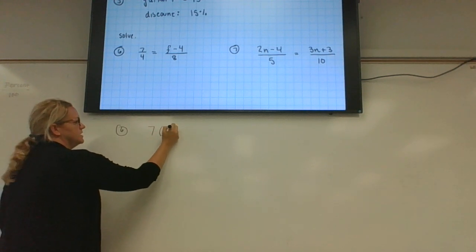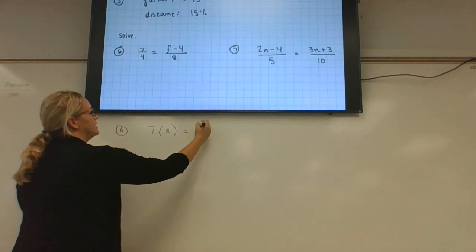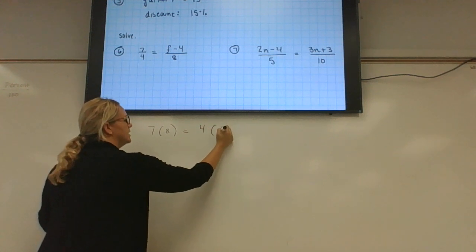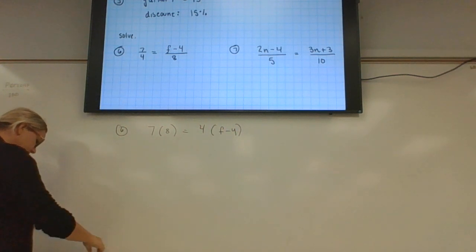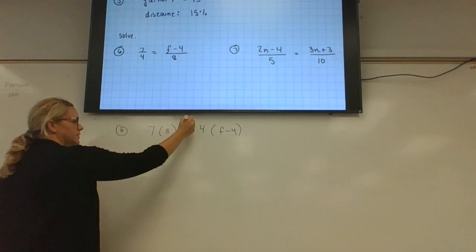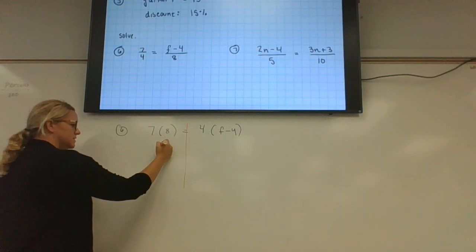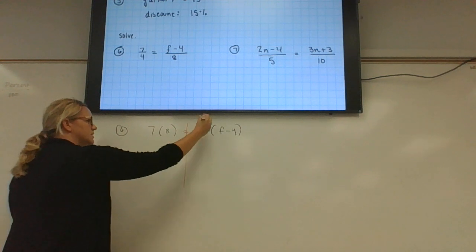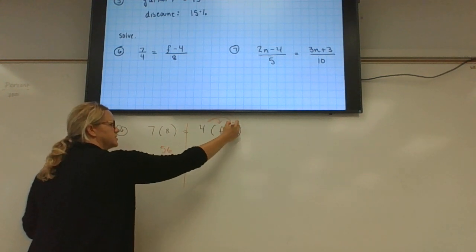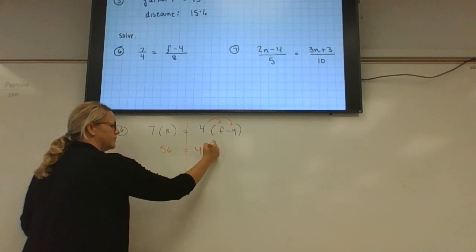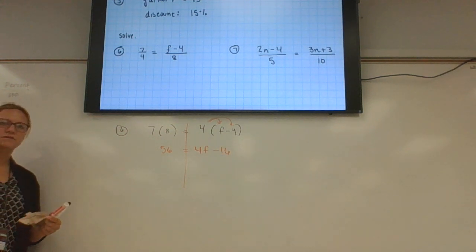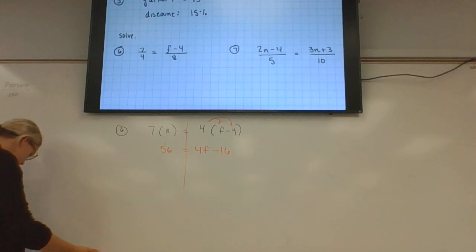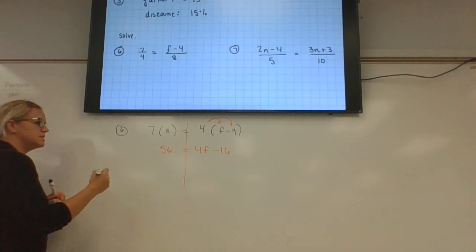So this would be 7 times 8 equals 4 times f minus 4. Put a line through it. 7 times 8, 56. I'm going to be really careful to distribute this. Equals 4f minus 16. Do you have a 16 there? Did you remember to do the 16?